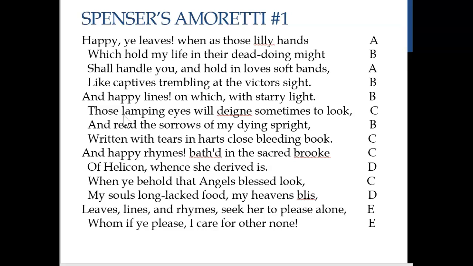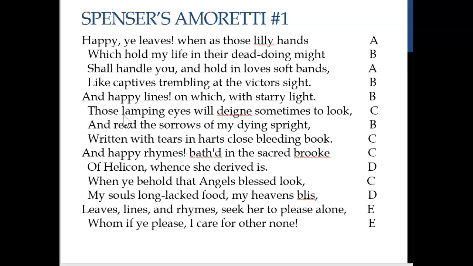"Happy ye leaves when, as those lily hands which hold my life in their dead doing might, shall handle you, and hold in love's soft bands like trembling captives at their victor's sight." The leaves here are pages. It's essentially the page on which the poems are written, or maybe the pages of the book in which the poems are published. And so in that first quatrain, he is sort of saying, you happy, or in this case, I think we would say lucky, you lucky pages that are able to be held by my beloved's lily white hands.